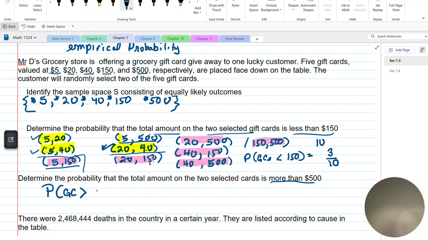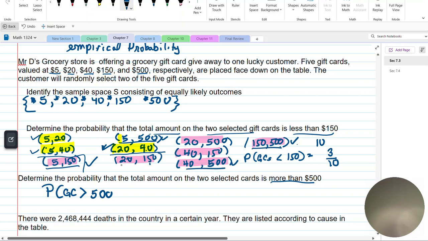Oh, it's more than 500. Sorry about that. I'm going to have to go back. I thought it was 150. It's 500. So the 500 is only this one and this one and this one and that one. So it's one more than 500. So this is 1, 2, 3, 4. I have 4. 2/5. All right. So now we have that.